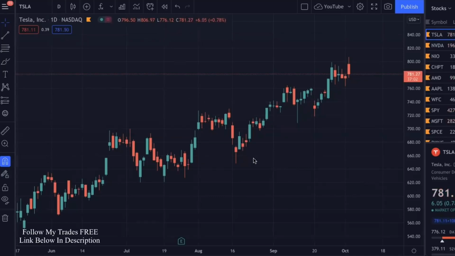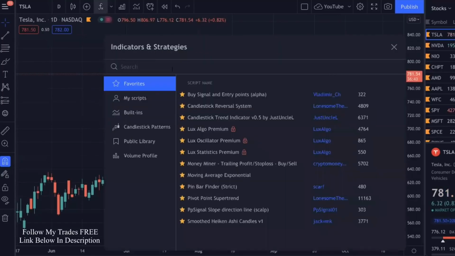But anyway, step number one. Once you get into Tradingview, this is what the chart's going to look like. Here are the indicators that you're going to add. I found this combination to be super, super effective and profitable for me. So let's see what you guys think about it.